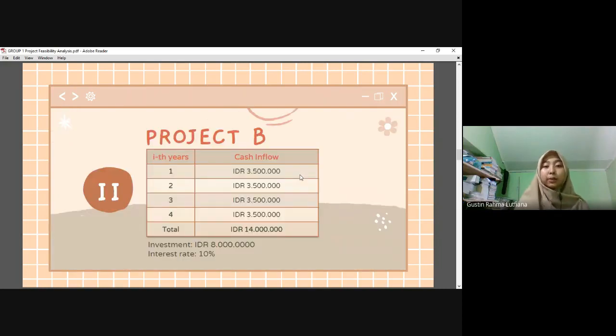And this is for the second project, which is project B. The cash inflow is shown in the table. As you can see, the cash inflow is always the same, 3,500,000 rupiah, with an investment of 8 million also, and the interest rate is 10%.